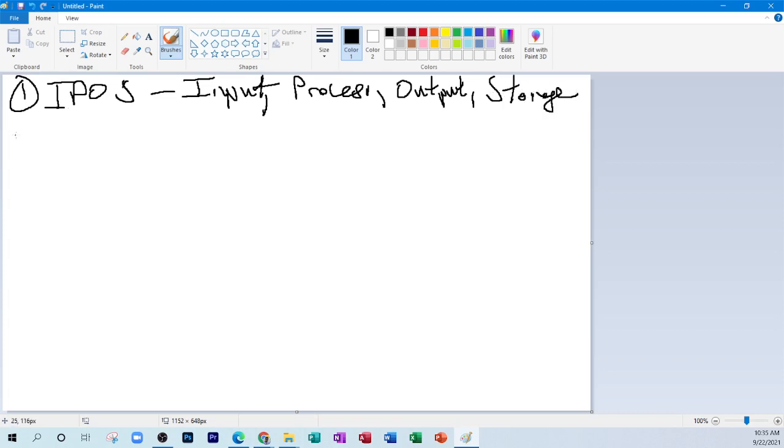So our second question is, the computer is made up of two categories. What are the two categories? Hardware and software. Very good. Software and hardware. Very good. So hardware and software.